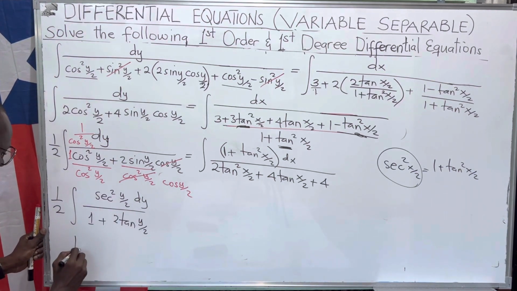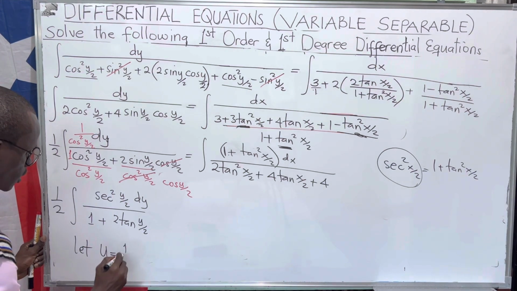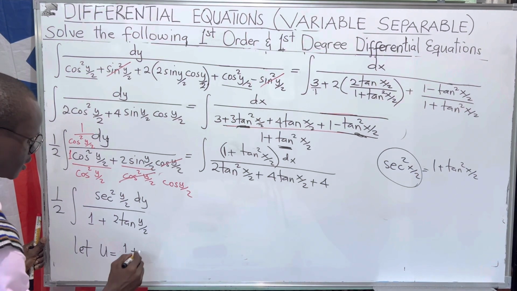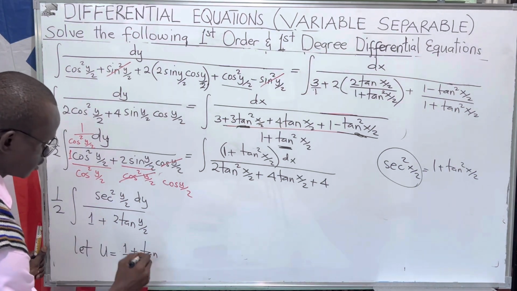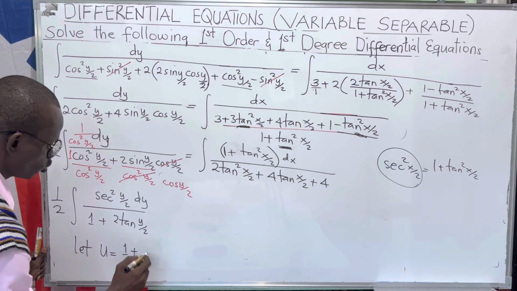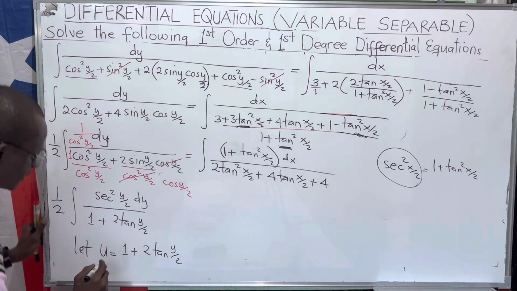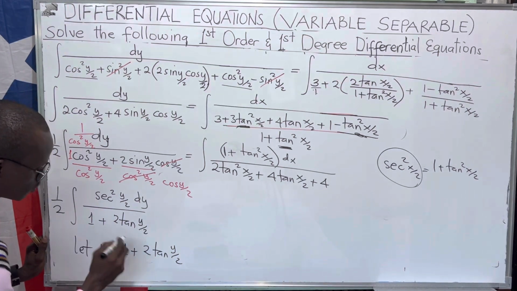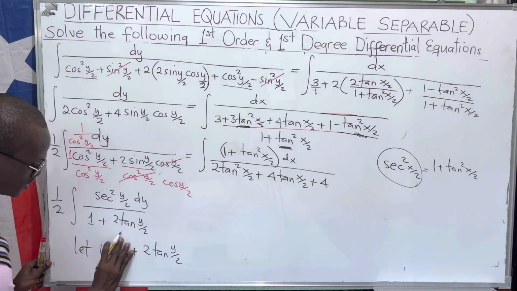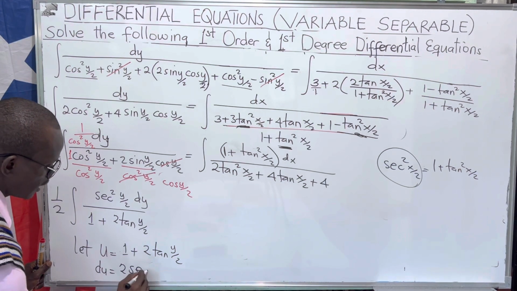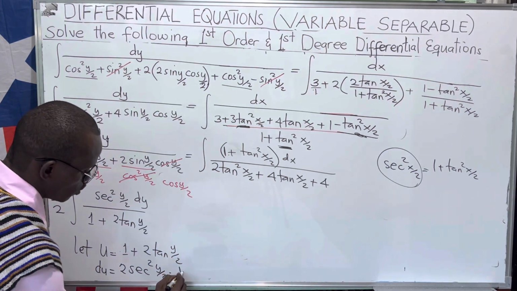So in this case, now we can say let u equal 1 plus 2 tangent of y over 2, such that if we differentiate this expression, we have du equals 0 plus 2 secant squared y over 2 times the derivative of y over 2, which is just 1 over 2.